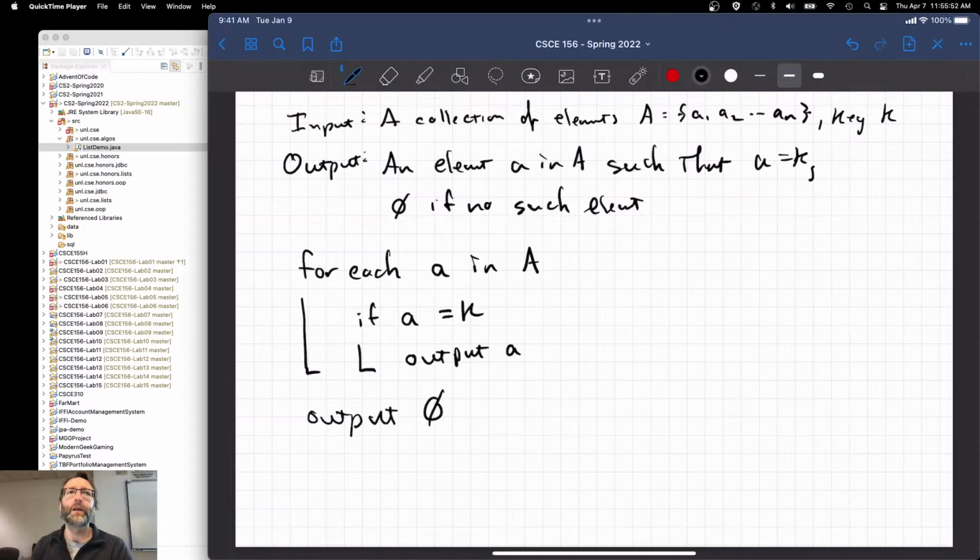All right, once I get done, then I output phi for an unsuccessful search. There's some good pseudocode, right? Good mathematical notation for a set of elements here. Phi as a placeholder. I don't use equals equals here, did I? Nope. I'm using these vertical lines here to denote code blocks. Good pseudocode.